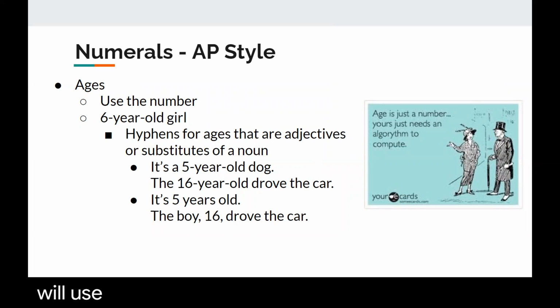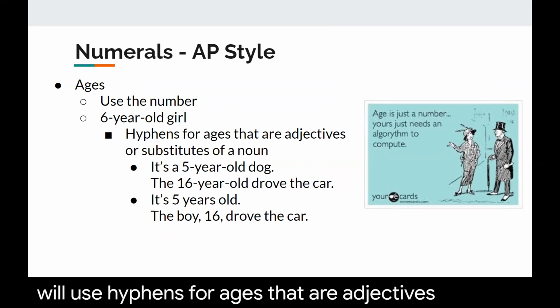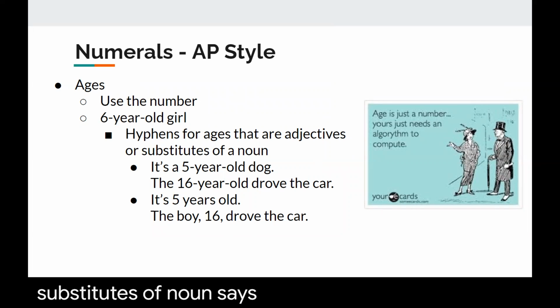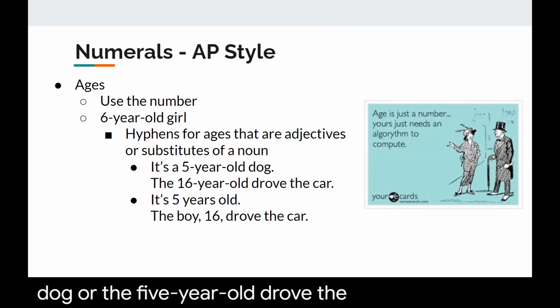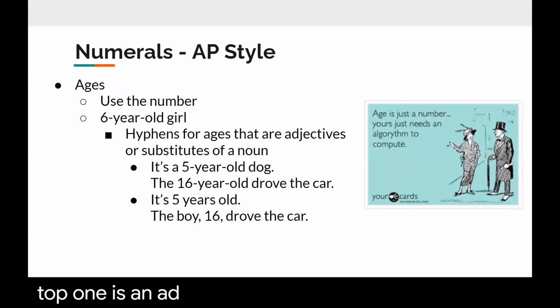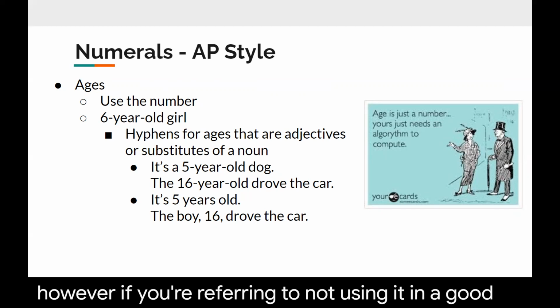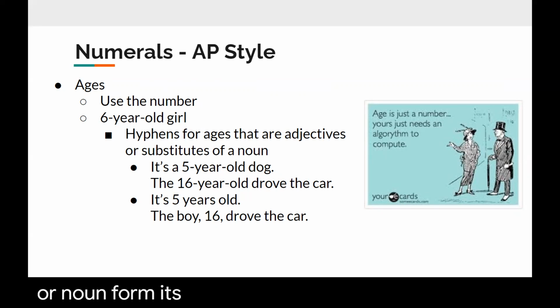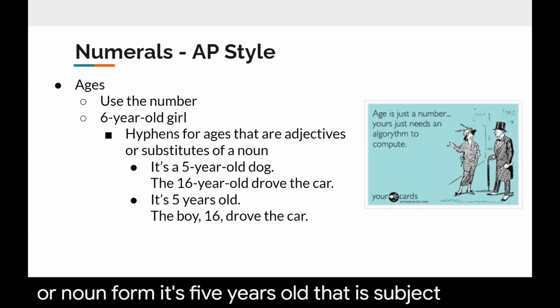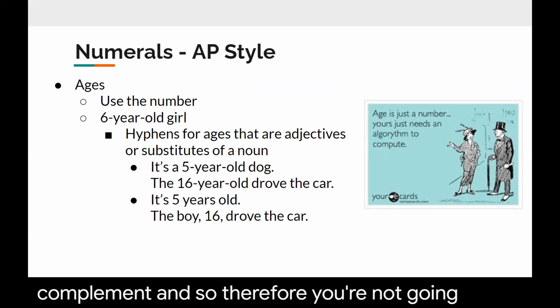You will use hyphens for ages that are adjectives or substitutes for a noun, such as a 5-year-old dog or the 5-year-old drove the car. Here the top one is an adjective, the bottom one is a noun. So therefore you would use the hyphenated version. However, if you're not using it in adjective or noun form, it's 5 years old. That is a subject complement, and so therefore you're not going to use the hyphens.